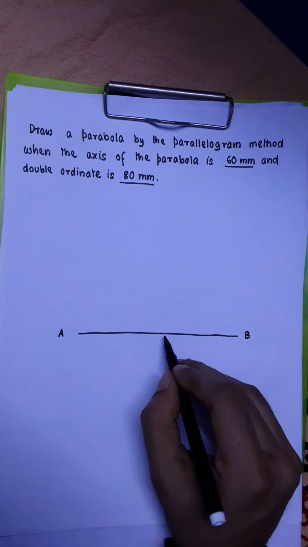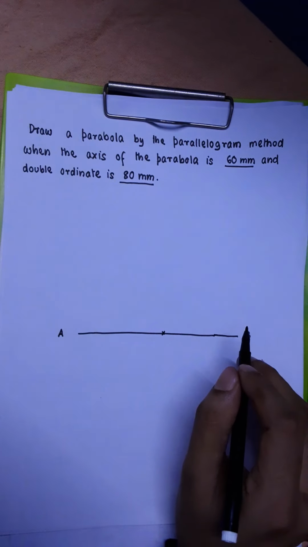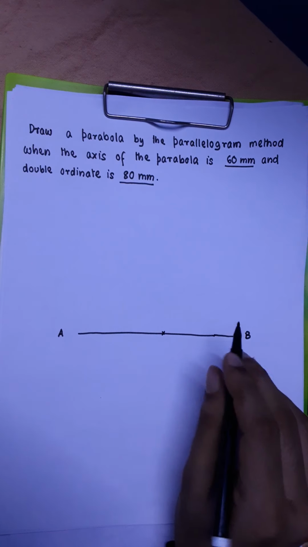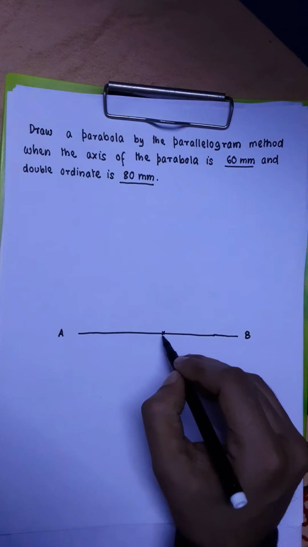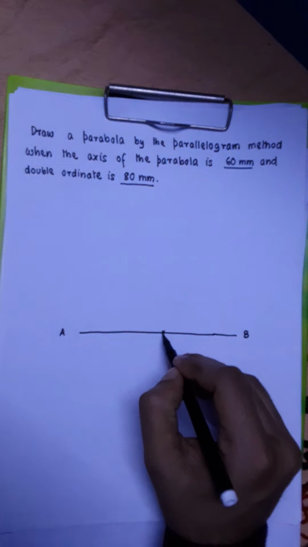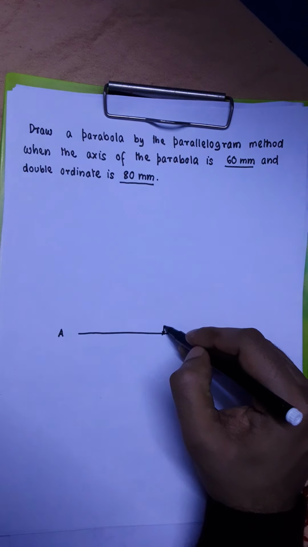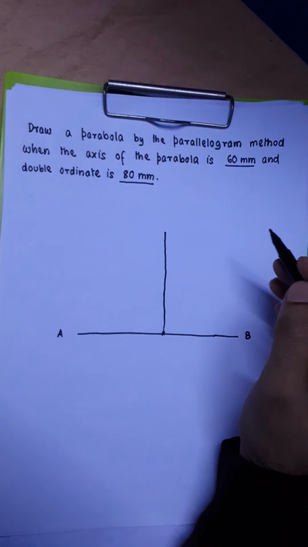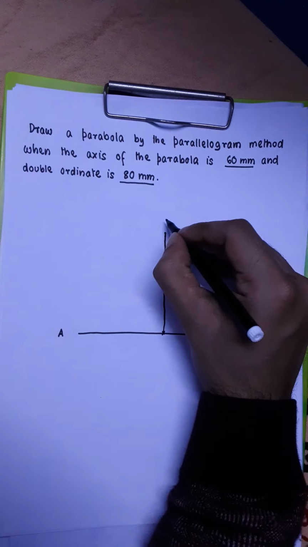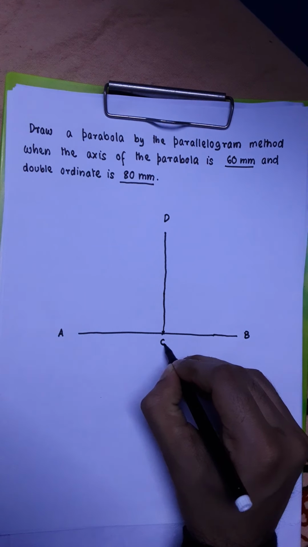Now the axis will bisect the double ordinate because the parabola is symmetrical with respect to the axis. So the axis will pass through the midpoint of the double ordinate. So from this end take a distance of 40 millimeter, or from this end you take a distance of 40 millimeter to get the midpoint of the double ordinate. This is the point through which the axis will pass and it will be perpendicular to the double ordinate. So here you draw a vertical line which is the axis. Okay, so this is a 60 millimeter long line, and this point we are calling point D, and this point we are calling point C.